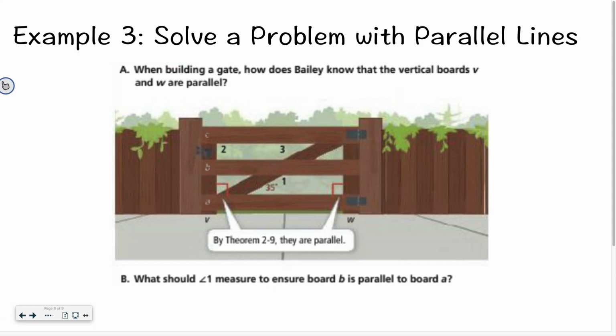Now, letter B, what should the measure of angle 1 be in order to ensure that board B is parallel to board A? So here's board B, here's board A, and it's hard to see, this picture is not the best. That angle right there is 35, and then angle 1 is right there. So if I want those two boards to be parallel, I have consecutive interior angles here. And consecutive interior angles need to be supplementary, or add up to 180, in order for our lines to be parallel. So I'm going to say the measure of angle 1 plus 35 equals 180. And if I subtract 35 from both sides, I am left with 145 for the measure of angle 1. That will make sure that board A and board B are parallel to each other.